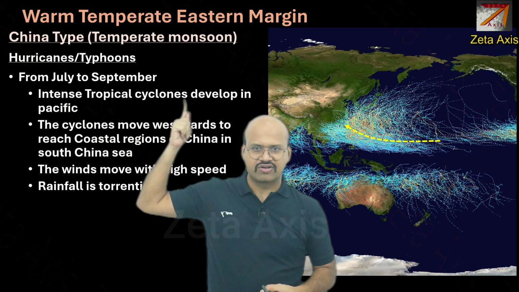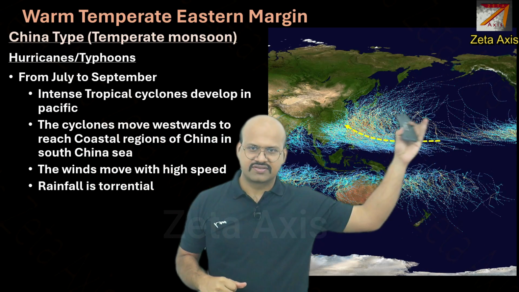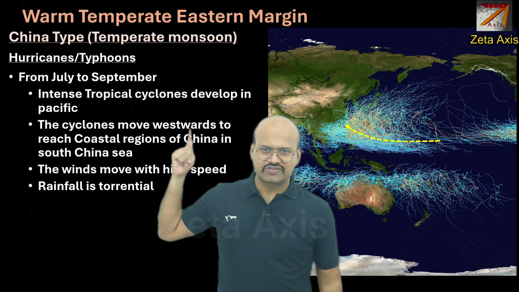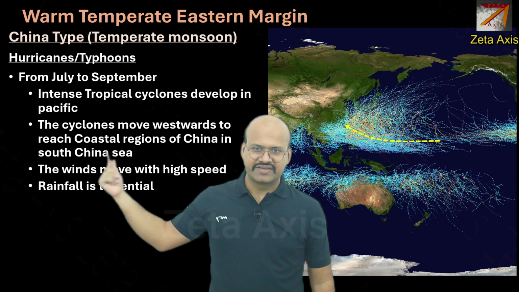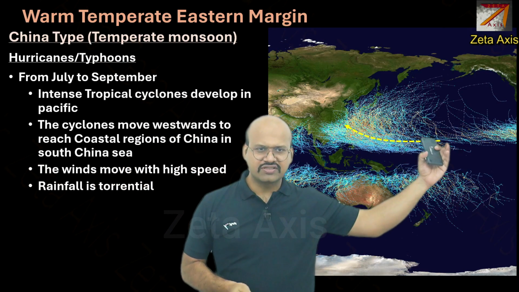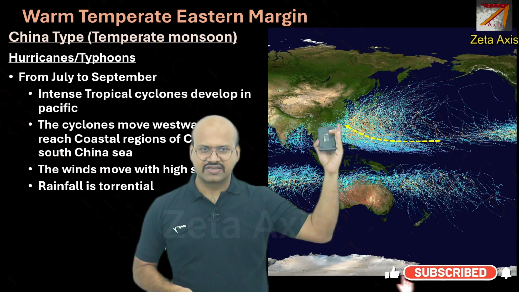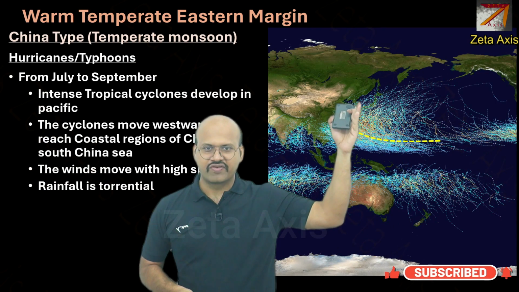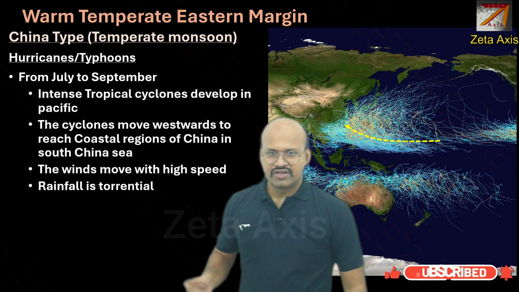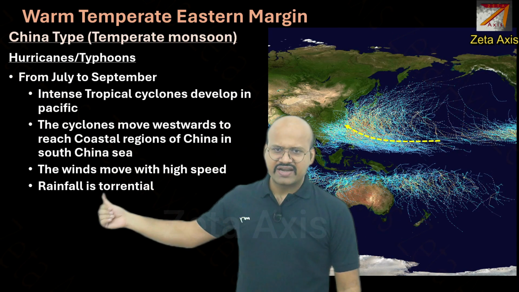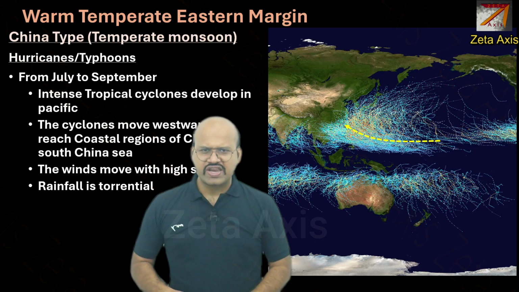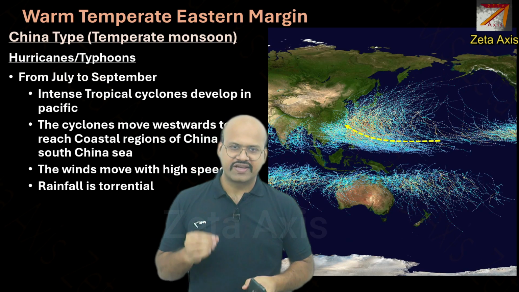Intense tropical cyclones develop in the Pacific, these regions. The cyclones move westward to reach coastal regions of China in the South China Sea. So these typhoons which develop will move in the westward direction and reach these coastal regions where we have our China type of climate. The winds move with high speed and rain is torrential. They give a very high amount of rainfall in very little time.